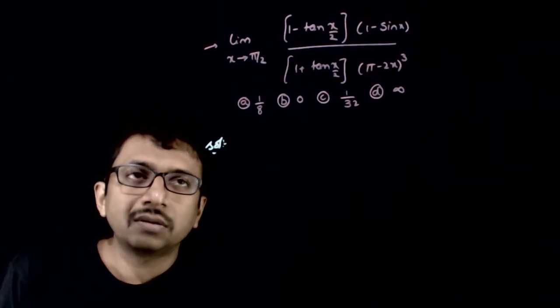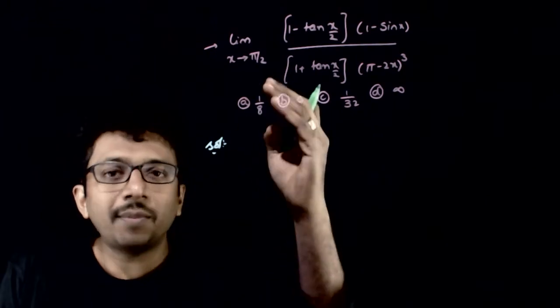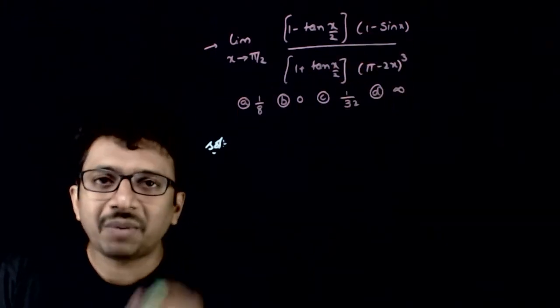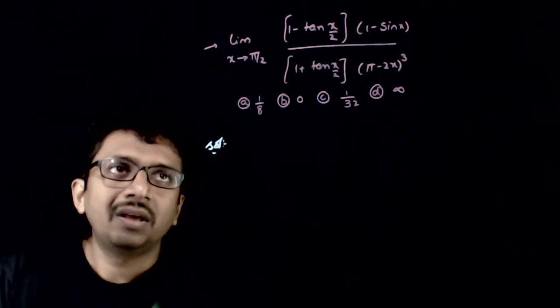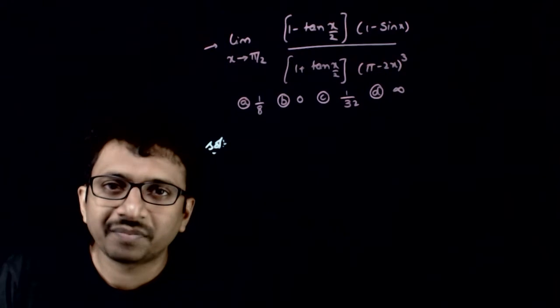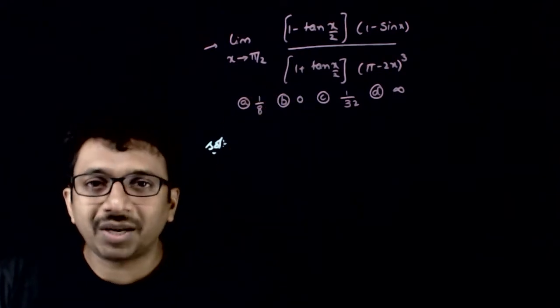So welcome students. In this question you are asked to find this limit: limit x tends to pi by 2, (1 minus tan x by 2) by (1 plus tan x by 2) into (1 minus sin x) by (pi minus 2x) whole cube. So if you do the direct substitution, you can see that you will get 0 by 0 form. So let us use some manipulations to remove the indeterminacy.